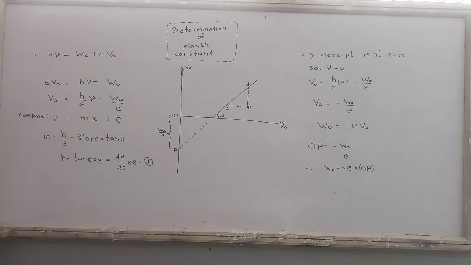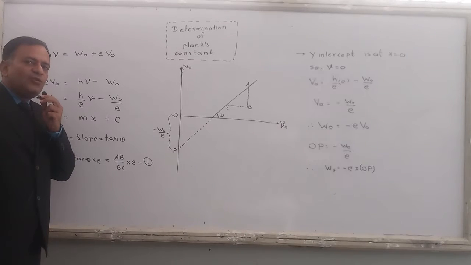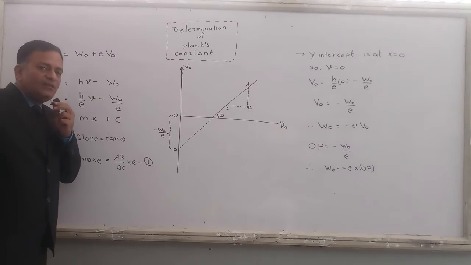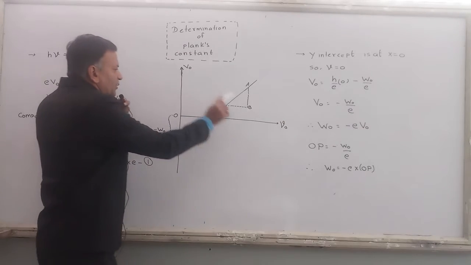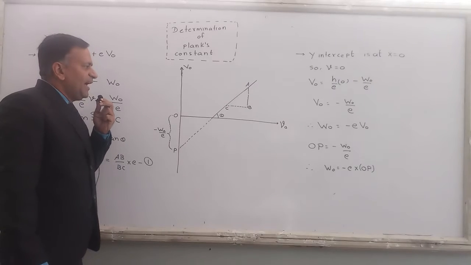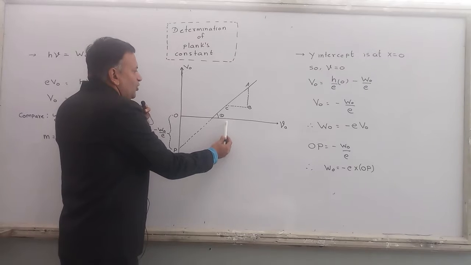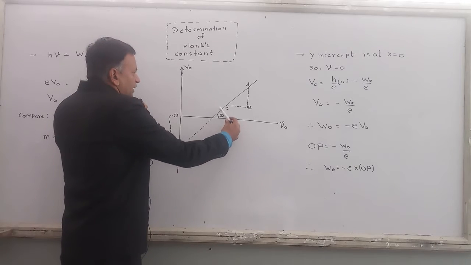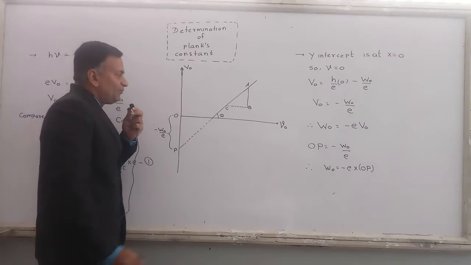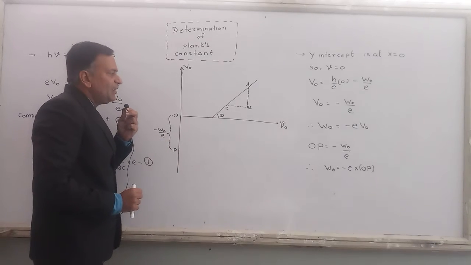Hello friends, in this video we will learn about how Planck's constant is determined by the graph that we have drawn in the photoelectric effect. This is the graph of stopping potential versus frequency. We have already drawn this graph: as we change the frequency, the stopping potential keeps on increasing. This part was not there in the previous graph. I will come to it later on.